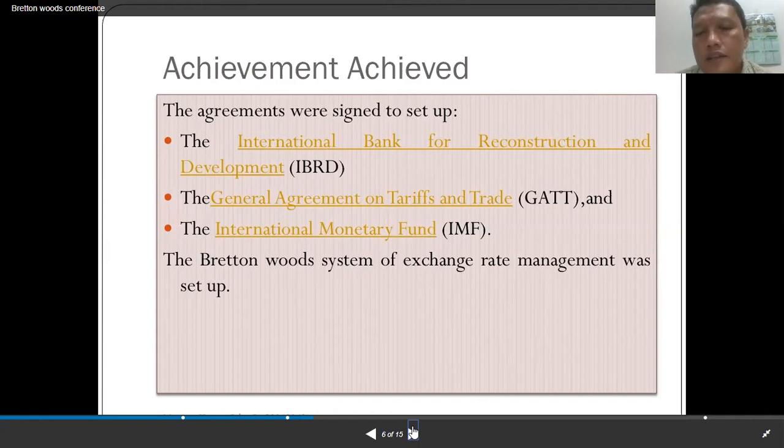So these institutions provide loans or financial help for countries to create long-term projects: to build roads, to build transportation, to build education, this kind of thing that will support their economy.